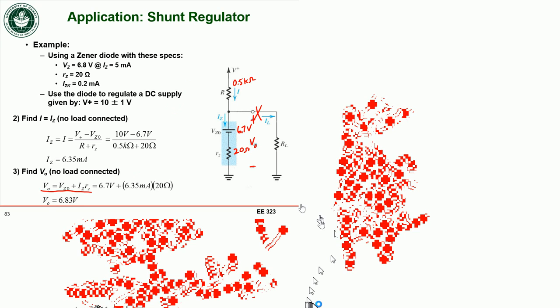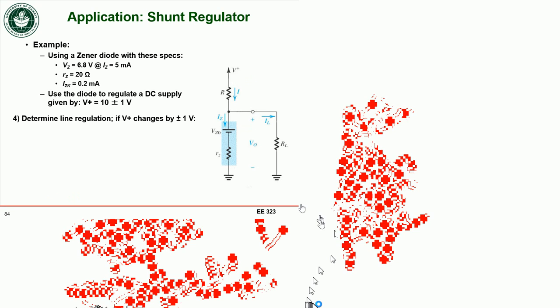Now let's solve the specific problems we had for this voltage regulator, which was the line regulation. How does the voltage at the output change when I start adding the ripple onto the DC source? My DC source is 10 volts, but it can fluctuate by plus or minus 1 volt.